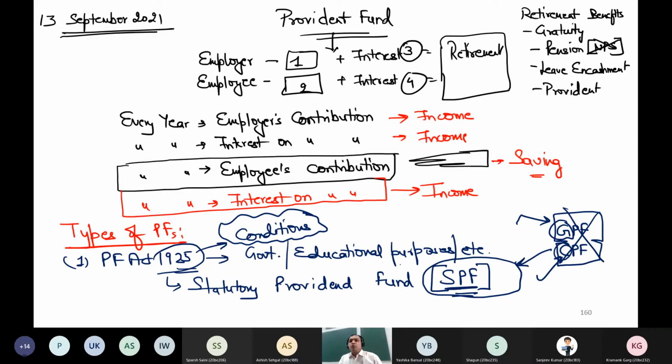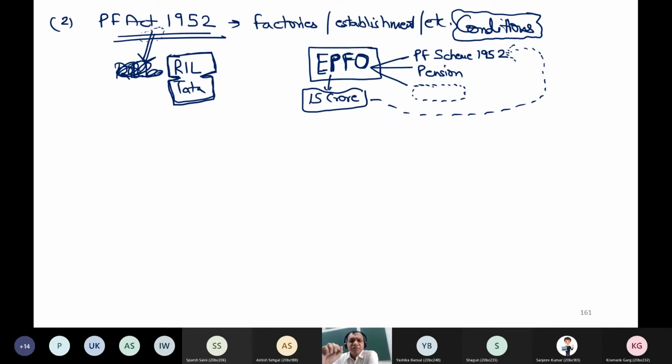Then we have many private sector employees, and within the private sector, or within the government sector also, we have some factories. In those factories, we have many people who are working on wages. These are the employees who are at some lower level. Their salary will be a little bit less.